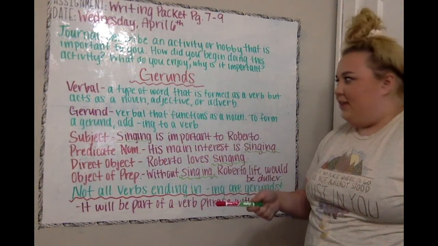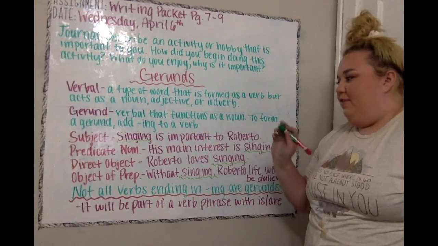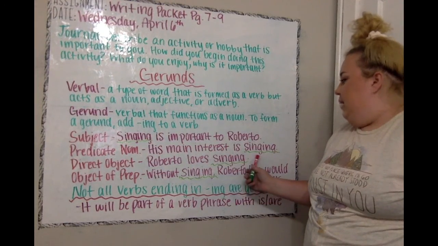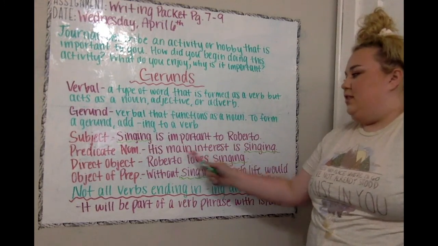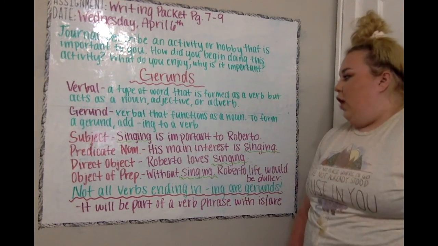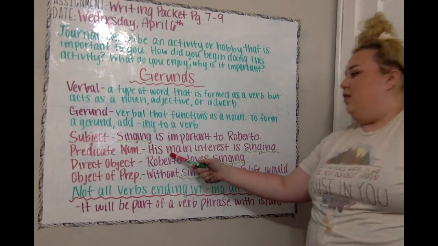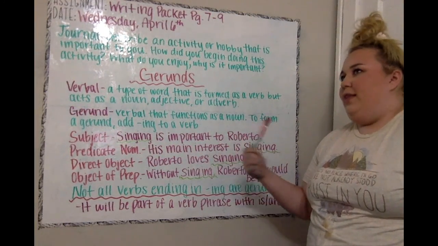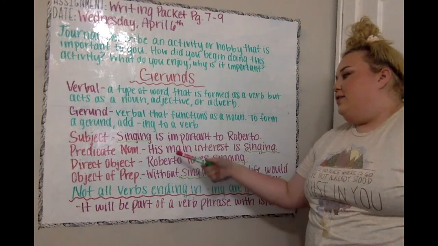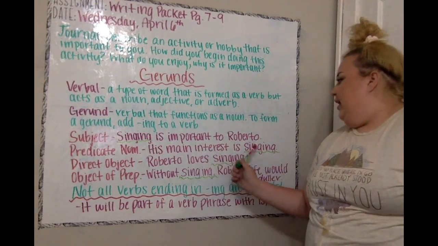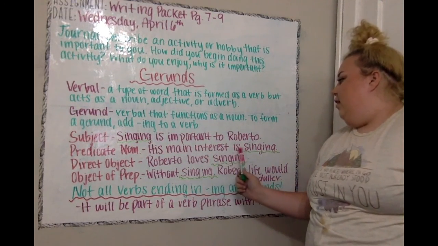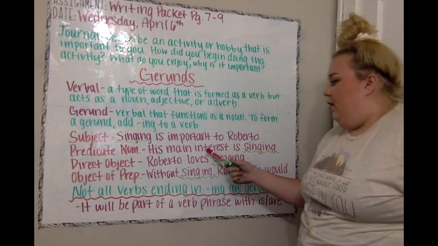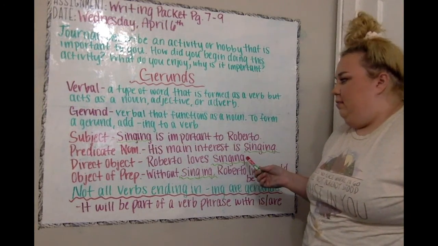Sorry, pronunciation is hard. Predicate nominative is when something renames the subject of the sentence. So here, the subject of this sentence is main interest. Main interest would be the thing that you're into the most, right? So what singing does here, it says his main interest is singing. Well, singing is renaming this main interest because his main interest is singing, right?